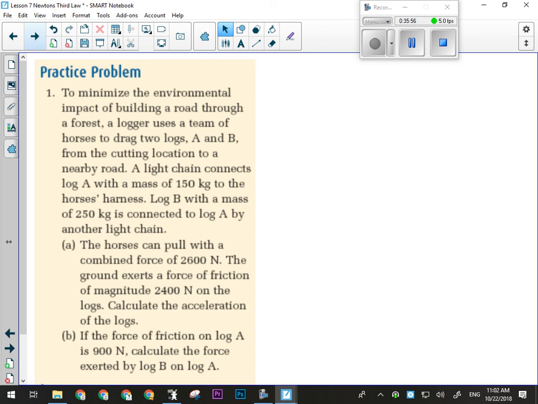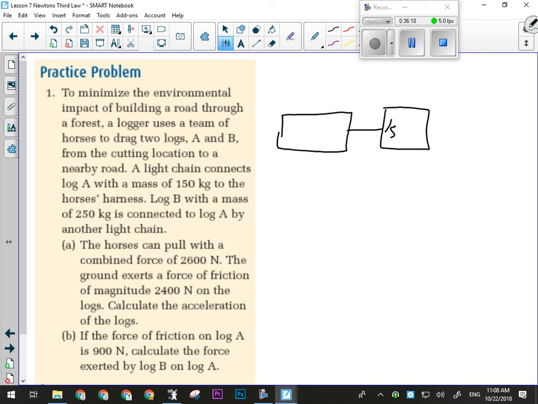We need to find what they are asking for there. All right, I'll give you a minute or two, and then we'll draw the diagram, and then I'll give you a little bit more time. Okay, so we have the two logs. The first log is the smaller of the two. The first log is 150 kilograms, and the second log is 250 kilograms.